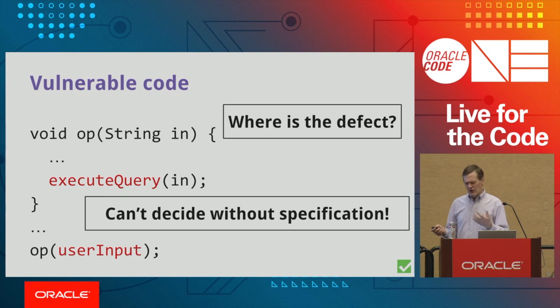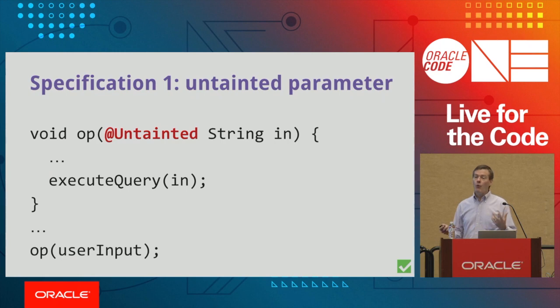And if you find that there's a bug in your program and then you just start making changes randomly, you'll never arrive at a correct program. You'll just get more and more confused. So one specification is that the parameter has to be untainted. The parameter should be trusted. In this case, we can determine exactly where the defect is. Where is it? So it's user input. We should never have passed this untrusted, tainted value into the operation.